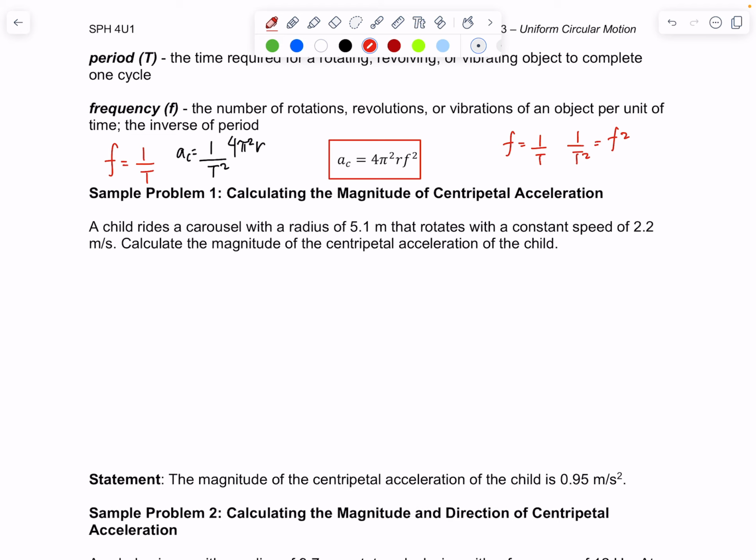A child rides a carousel with a radius of 5.1 meters that rotates at a constant speed of 2.2 meters per second. Calculate the magnitude of the centripetal acceleration of the child. Let's write down everything that's given in this question. We have a radius of 5.1 meters and a constant circular speed of 2.2 meters per second. And we want to find the magnitude of the centripetal acceleration of the child.